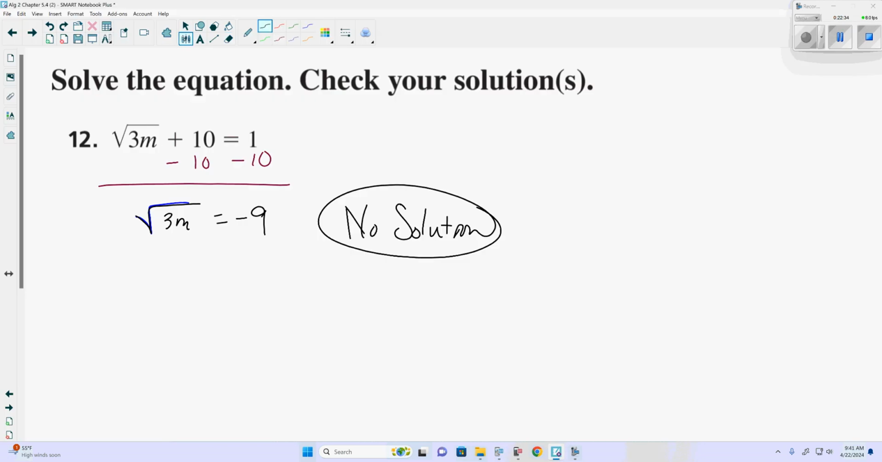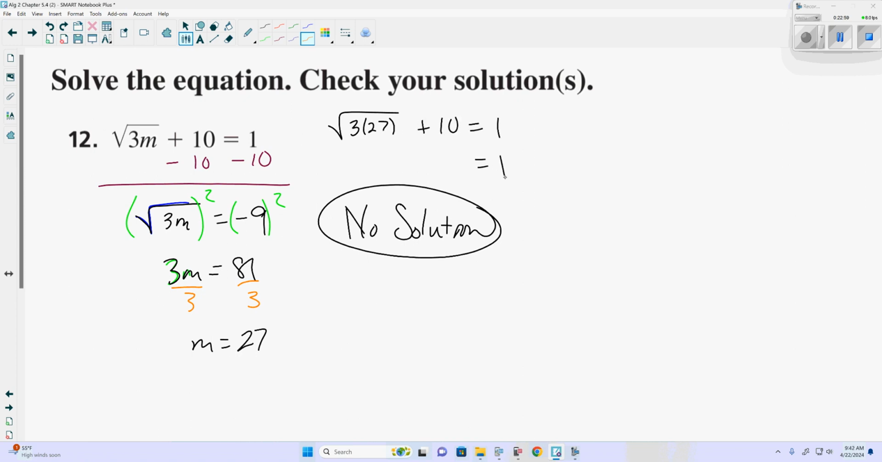Because if we work this out and finish this out, we would square both sides, telling us 3m is equal to 81. Divide by 3, telling us m is 27. 3 times 27 plus 10 is equal to 1. That would still be 1. This would be 19, and 19 does not equal 1, because we really wanted it to be negative 9 plus 10 to give our 1.